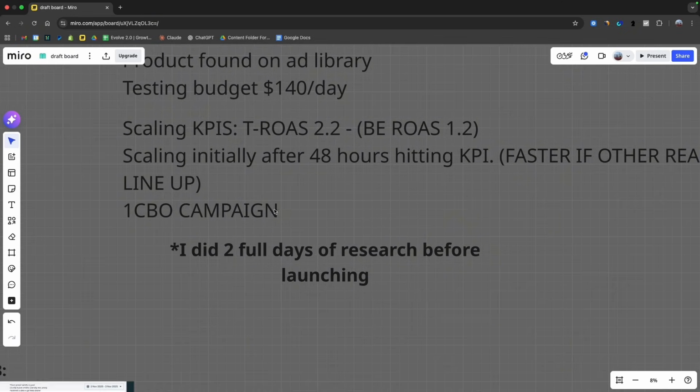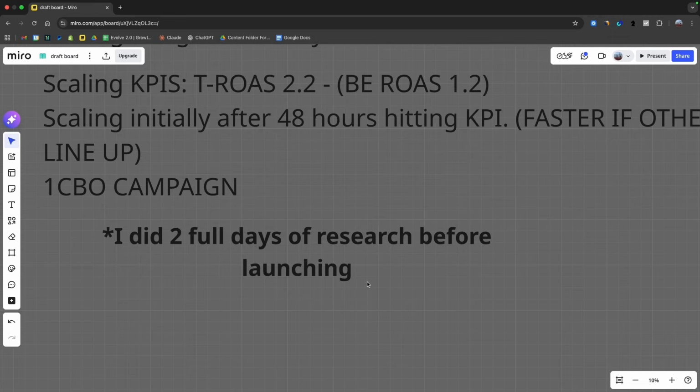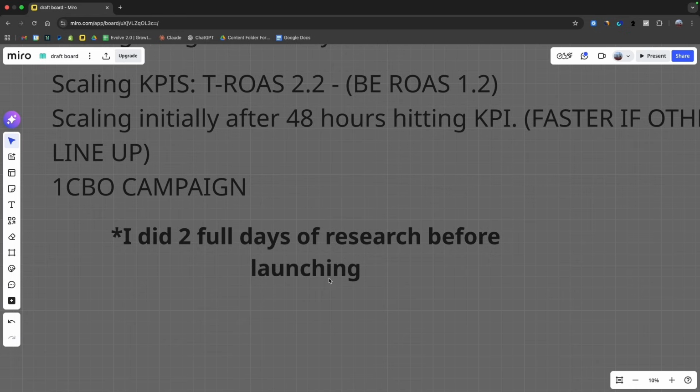So structure, very simple. 1 CBO campaign, fully broad. The system that I've been teaching you guys, all statics on the pre-launch, or in this initial launching process. Another important thing to realize is I did 2 full days of research even before launching. I put so much work into understanding the customer.